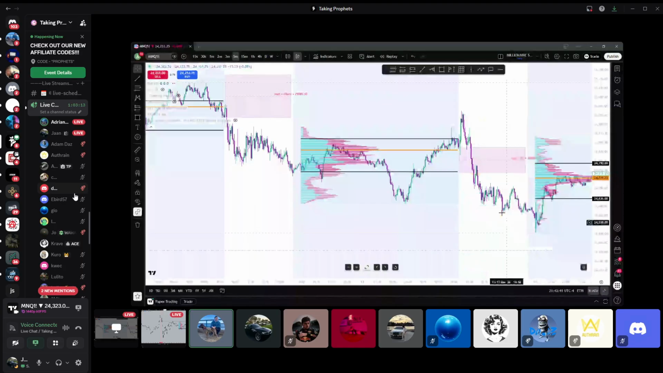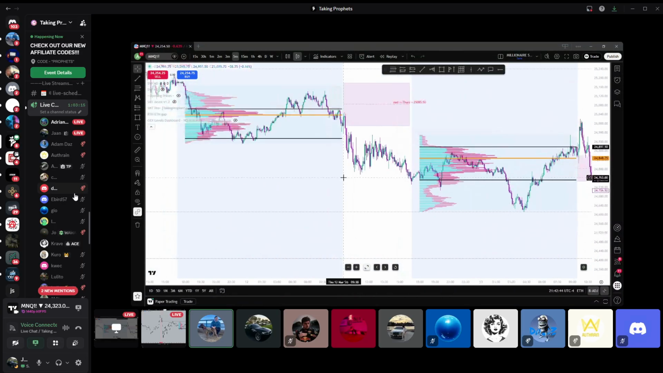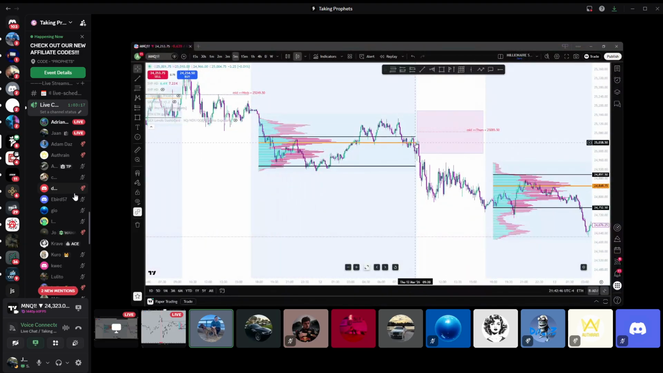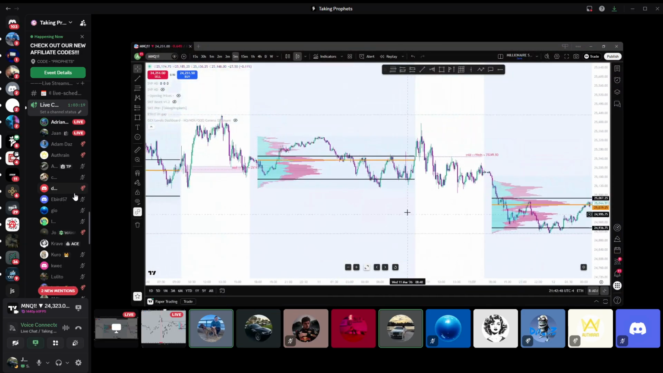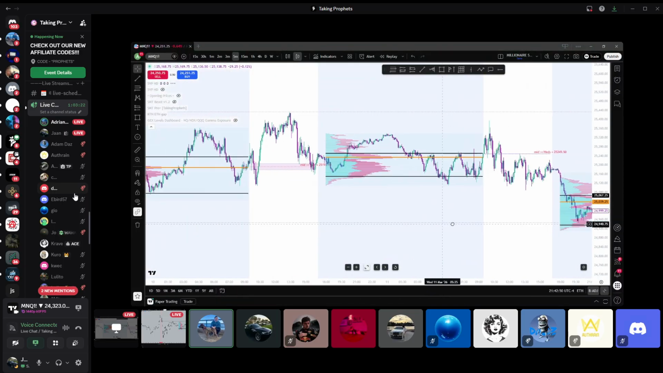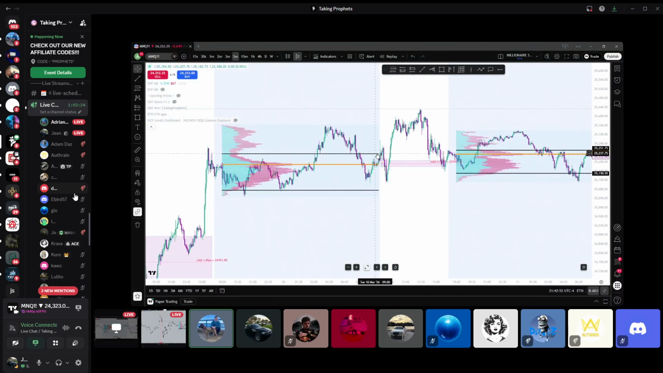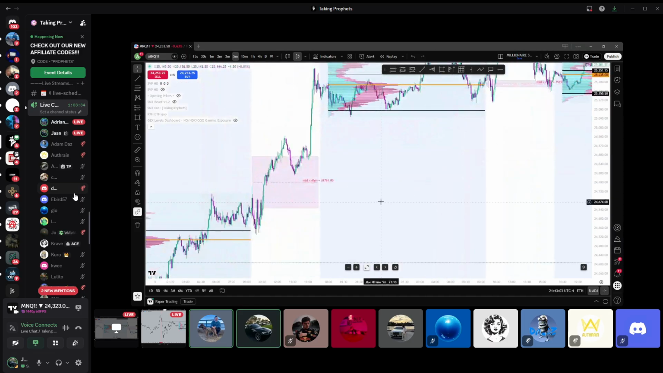But what I've noticed is if you're above, you're going to go lower, unless you reject a key point. Like here, we rejected POC. Here, we rejected value area high. Here, we rejected value area high. Some people say that's not a big move, but that's 100 points right there. 128 points right there.